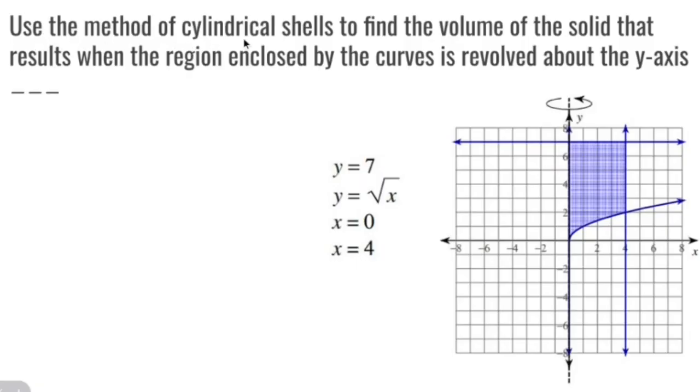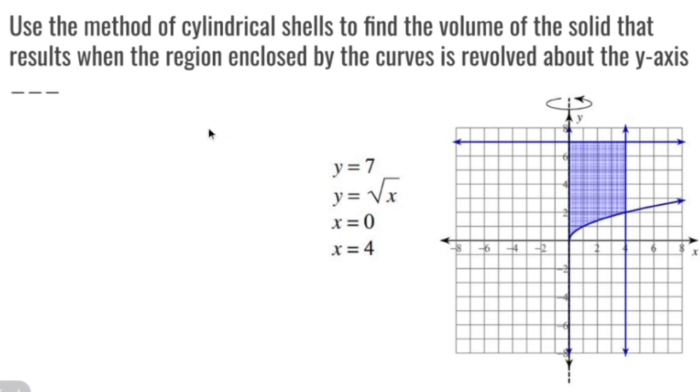Use the method of cylindrical shells, or just regular shells, to find the volume of the solid that results when the region enclosed by the curves is revolved about the y-axis. All right. So we've got ourselves this shape looking thing created by that line, that curve, enclosed off by 0 and 4. And we're going to rotate this around the y-axis to create some kind of weird 3D top looking shape that looks like something like that. As you can see, I'm not a gifted artist, but that's basically what we're getting here.